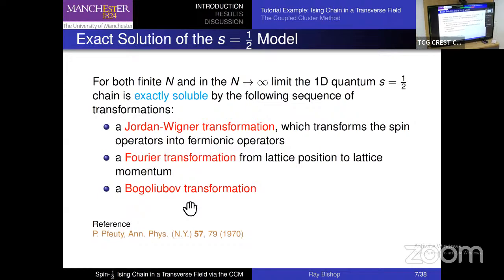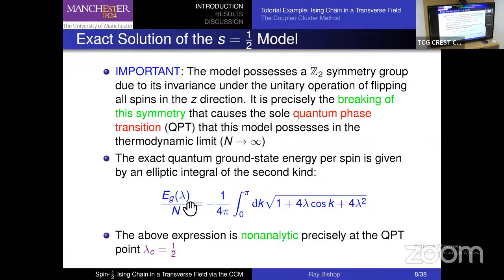Now, it's very important to realize, it's completely trivial, this model possesses a Z2 symmetry group. The Hamiltonian is invariant under the Z2 symmetry group. And that's just the unitary operation of flipping spins in the Z direction from up to down, right? That was obvious because the Hamiltonian was quadratic in the Z components.